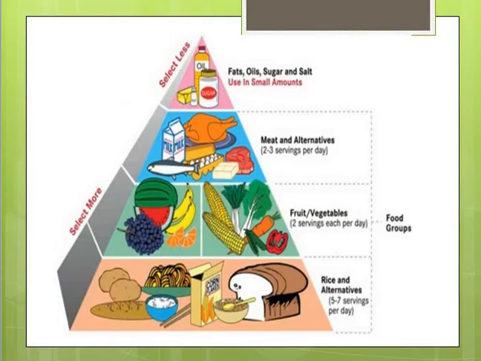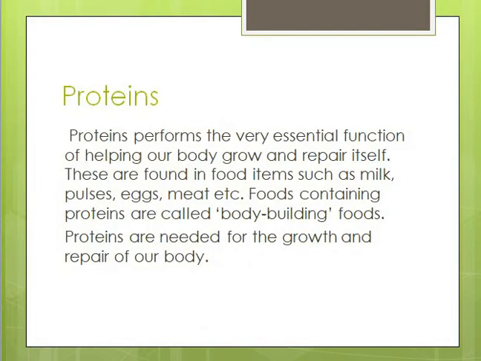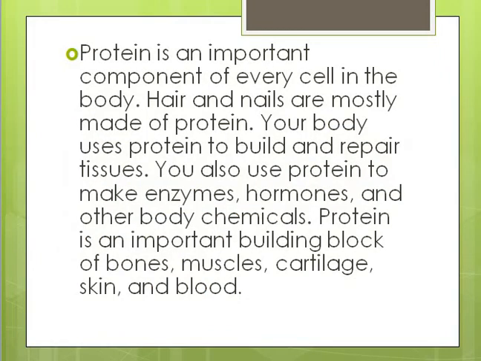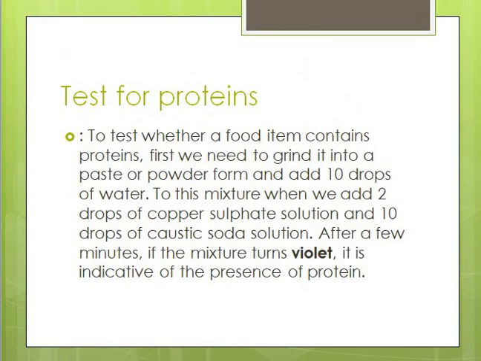In another video we saw this pyramid, protein. Proteins are the most essential nutrient, helping our body to grow and repair itself. All our enzymes, chemicals, hormones, cartilage, and bones depend on protein itself. The test for protein is given here. You have to take a mixture of copper sulfate and caustic soda, and if the mixture turns violet, it is indicative of the presence of protein.